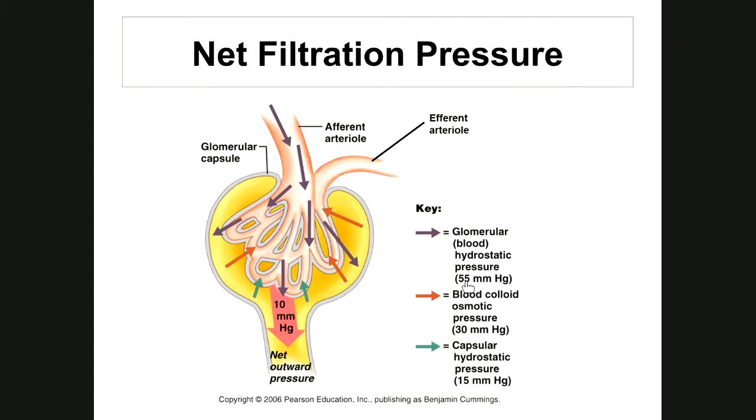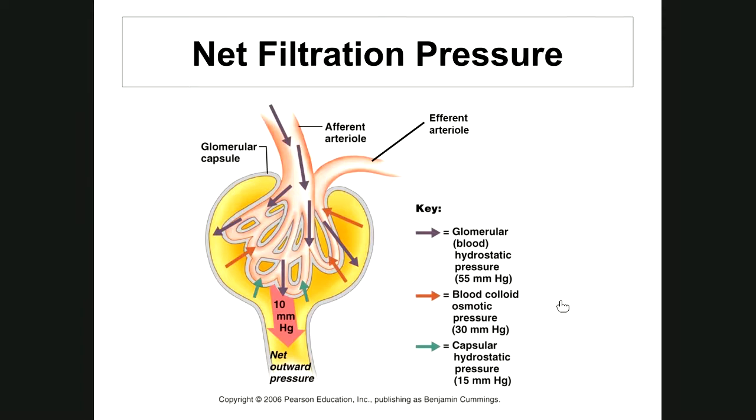In your equation, you can write this down. Net filtration pressure equals the glomerular blood hydrostatic pressure, 55 millimeters of mercury, minus capsular hydrostatic pressure, 15 millimeters of mercury, plus 30 millimeters of mercury for blood osmotic pressure. So that's going to be 55 minus 45. So the net filtration pressure is a positive number, 10 millimeters of mercury.